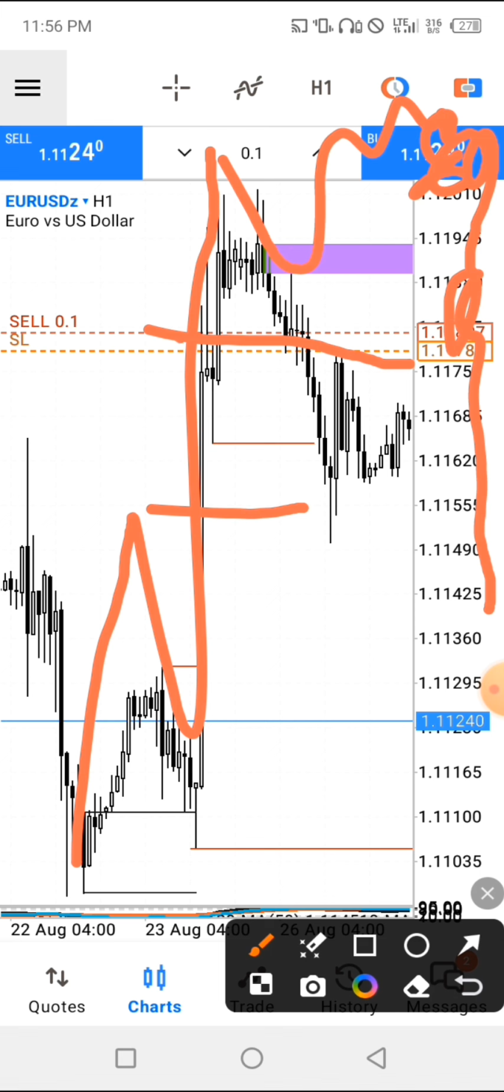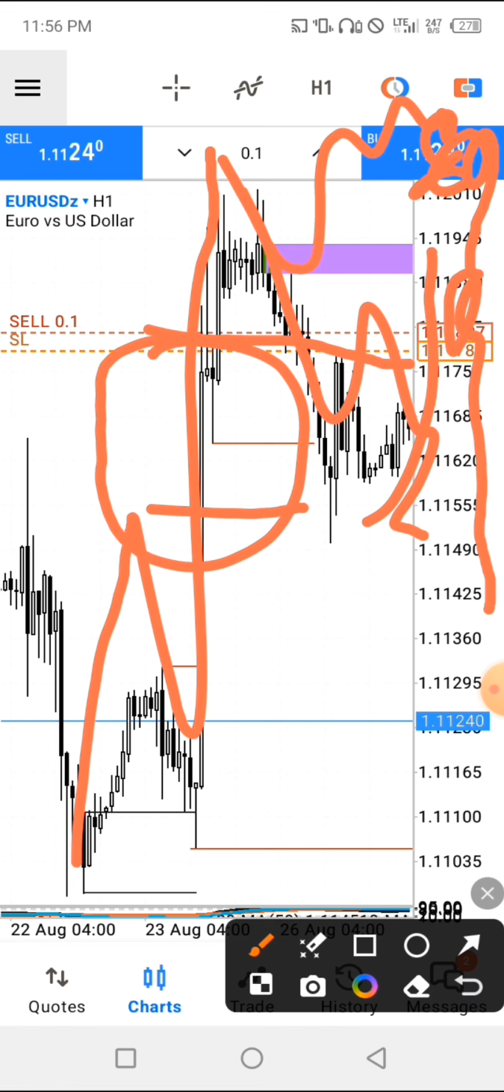So whenever the market leaves an inefficient price, the market still has to pull back to that zone to make it efficient before going in another direction.